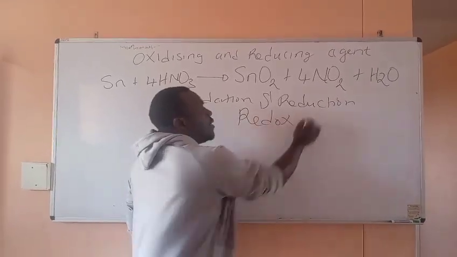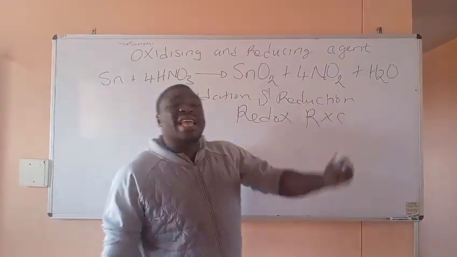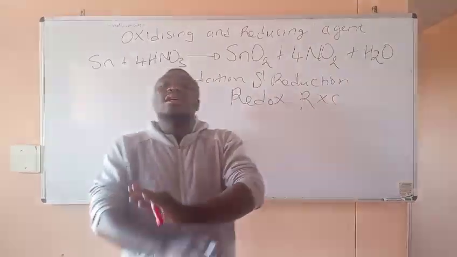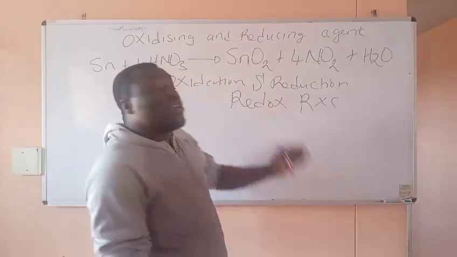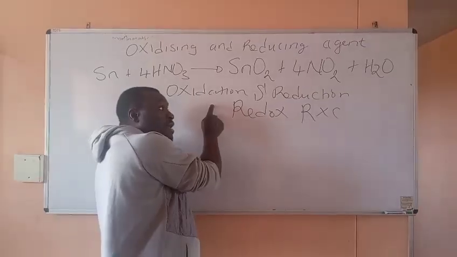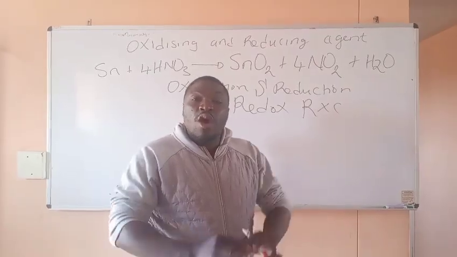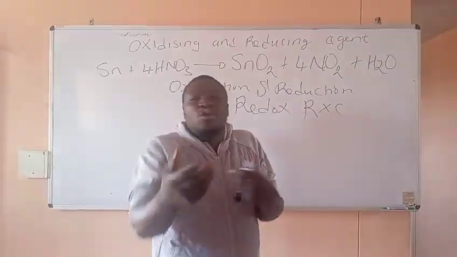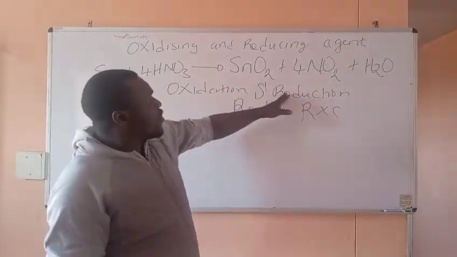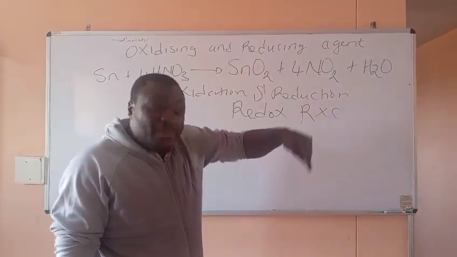redox reaction is a reaction in which oxidation and reduction take place simultaneously. Most textbooks use the word simultaneously, which is already confusing learners. Simultaneously in this case means at the same time. It means if oxidation is taking place, reduction is taking place at the same time. So we'll avoid confusing words here. In a redox reaction, oxidation and reduction are taking place at the same time.